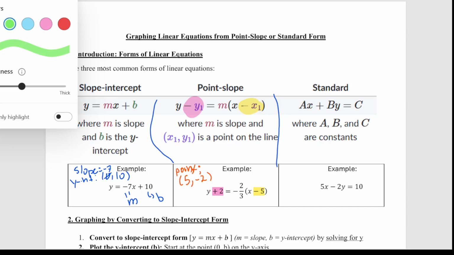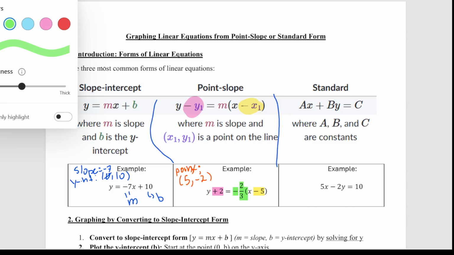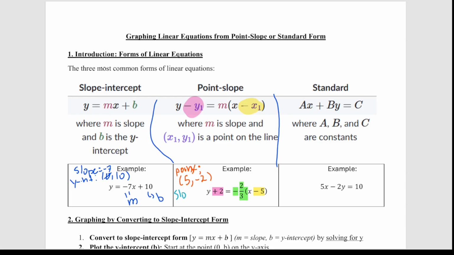And then the slope, that part's going to look the most familiar from your slope-intercept form. That's always the number that's being multiplied out front of the parentheses. So in particular here, your slope would be negative 2/3. So it's still the number being multiplied by your x's. It's just that rather than there being a single x, there's going to be this entire x plus or minus something in parentheses.